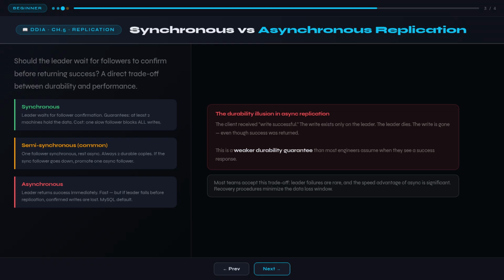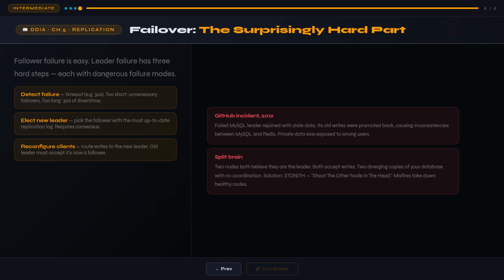Many systems, including MySQL's default configuration, use asynchronous replication. The speed advantage is significant. The durability risk is real. Most teams choose to accept that risk because failures are rare, and because recovery procedures can usually minimize the data loss window.